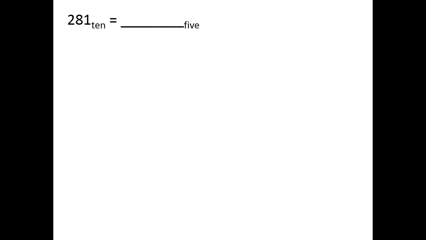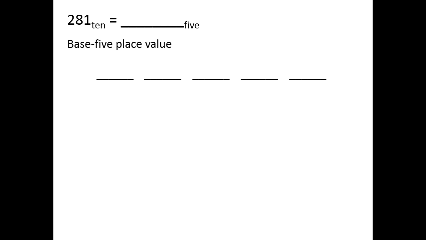Now if we can take a number that's in one of these other number bases and rewrite it as an equivalent number in base 10, we can certainly go the other direction. So let's start with 281 base 10 and think about how to write that as a base 5 number. If we remember base 5 place value, we can determine how to regroup these numbers into groups of 5 or 25 or 125. We don't have enough to group 625 together, so we're not going to have a 5-digit number here. We're going to have a 4-digit number.